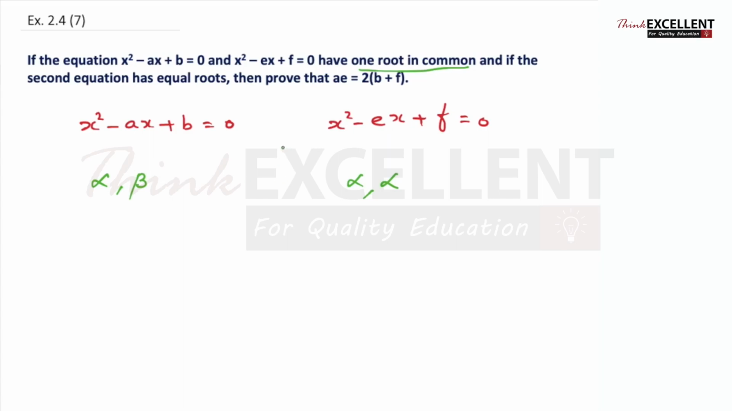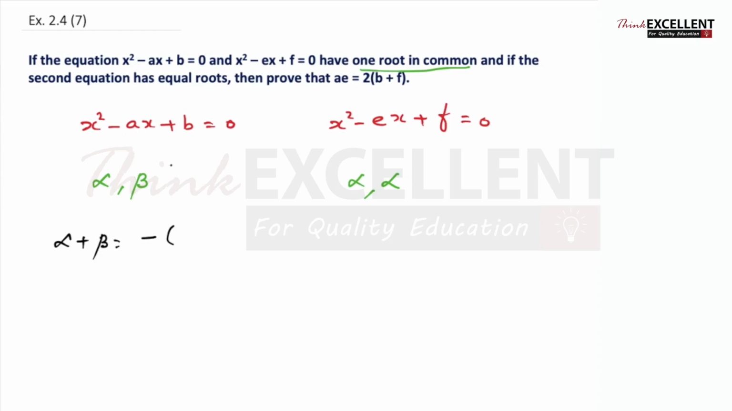Okay, now listen here, what they asked to prove? AE equal to 2 into B plus F. Okay, now we can do it very easily. So first, whatever we know, we know only sum and product. We write that first. So sum of the roots, sum means alpha plus beta, right? Alpha plus beta is minus b by a. Instead of b, what do you have? Minus a. By a means x square coefficient 1.